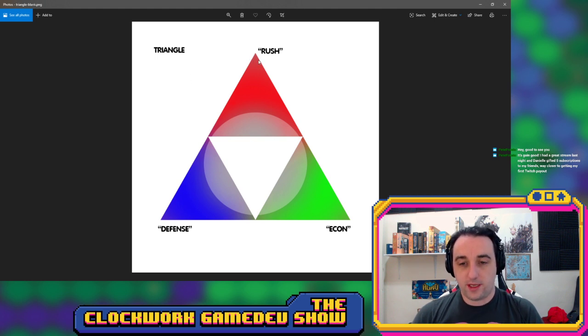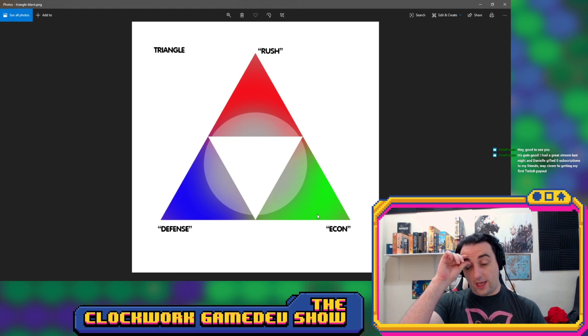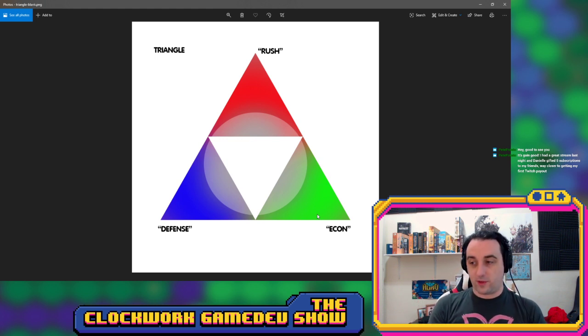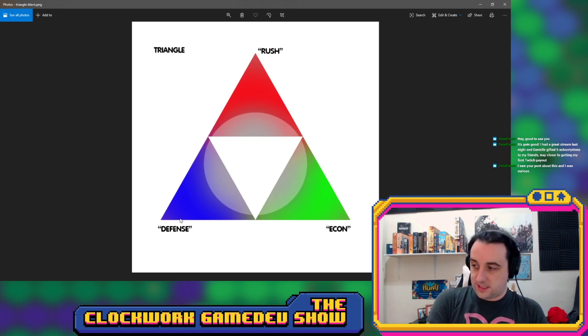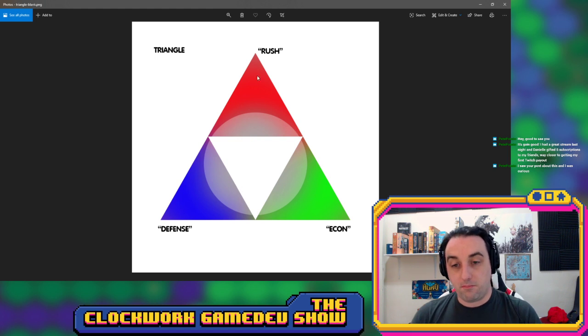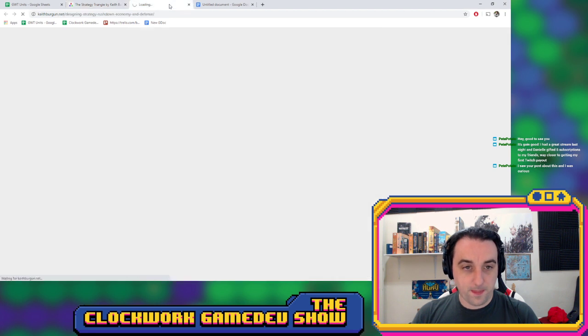So Rush is trying to go for an early game win. Defense is a late game win, and Econ is a mid game win. And these three have sort of a rock, paper, scissors relationship with each other. So if someone is sort of doing rushy strategies, then you can sort of counter them with defensive strategies. Defensive strategies would like stop rush strategies. Meanwhile, if someone's going for defensive strategies, you can exploit that by going for an econ strategy, thus getting a bump.